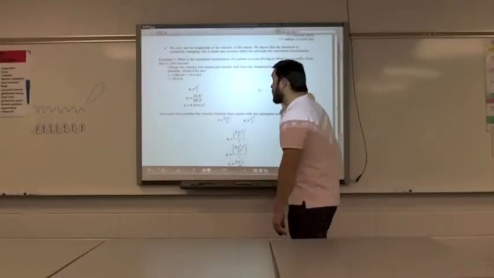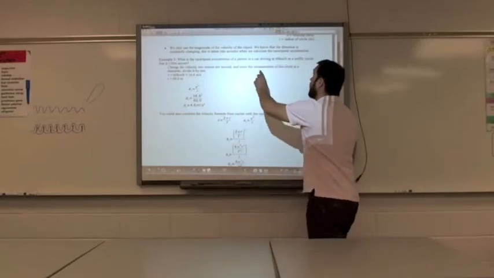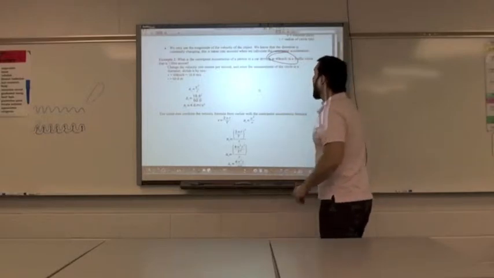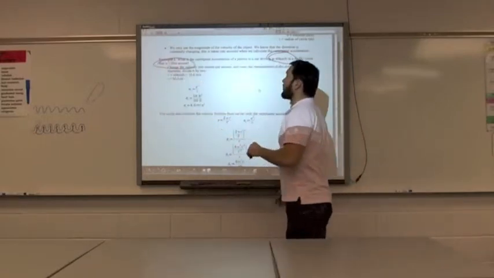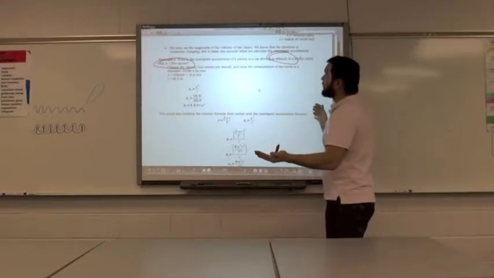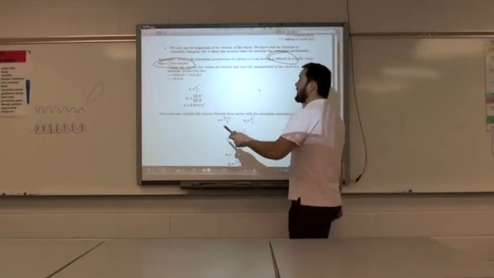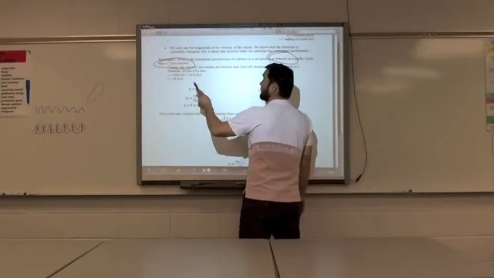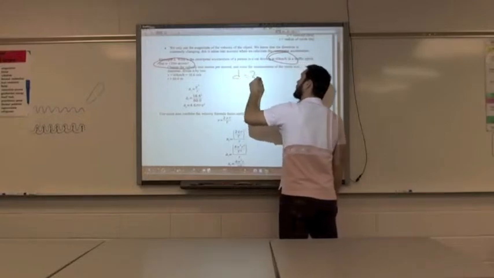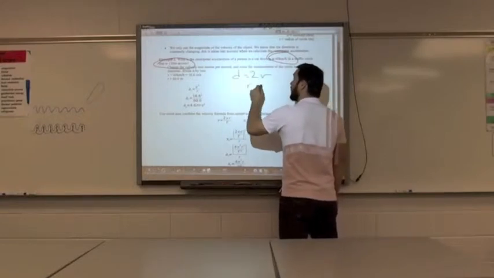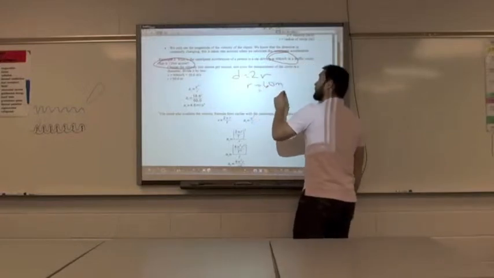Next, if we look at example 2, we're looking at a centrifugal acceleration question. In this particular case, we have something going at 60 kilometers per hour. We have the length of the traffic circle, right? So we need to do a couple of things. Number one, that's not a radius, it's a distance across. So d is 2r, so r is equal to 60 meters.